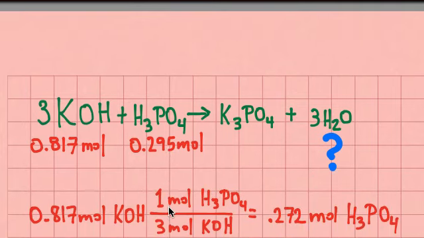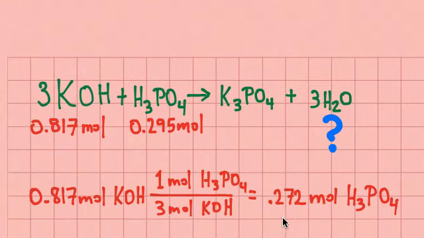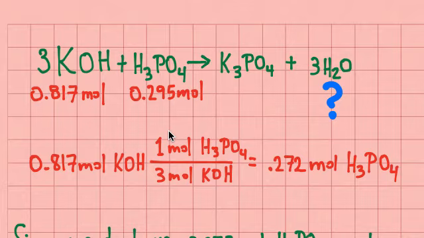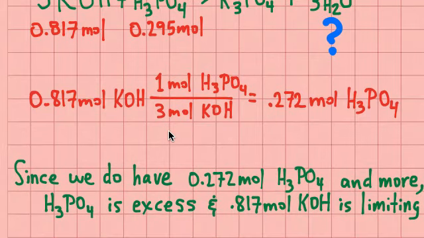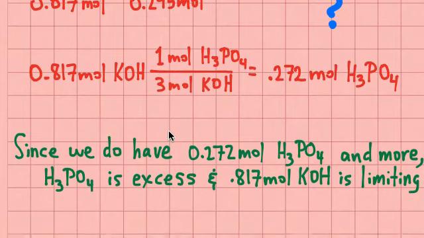Looks like I started with the 0.817 and converted it to an amount of phosphoric acid. For 0.817 moles of KOH, I need 0.272 moles of phosphoric acid. Do I have 0.272 moles of phosphoric acid? Yes, I do, and it's a little bit more than that. So we do have 0.272 moles of phosphoric and more, so the phosphoric is excess and the 0.817 is limiting.